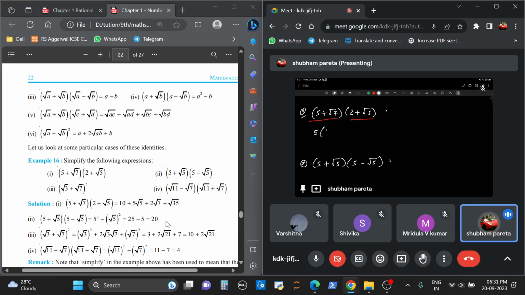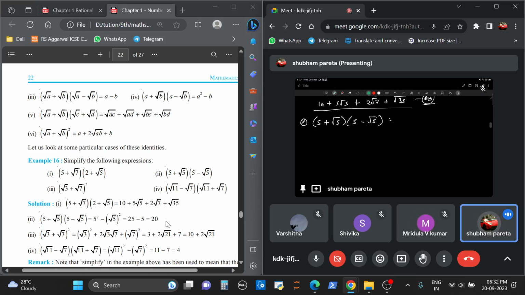So it is 5 multiplied by 2 plus under root 5, then under root 7 multiplied by again 2 plus under root 5. Getting the point? Now again 5 is multiplied through this, under root 7 is multiplied through this and through this. So this is basically 10 plus 5 under root 5 plus 2 under root 7 plus under root 5 sevens are 35. This is the final answer.